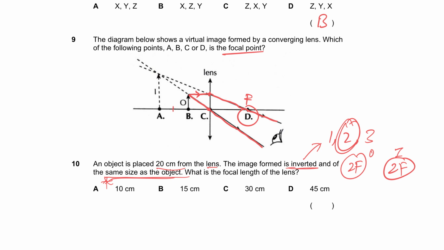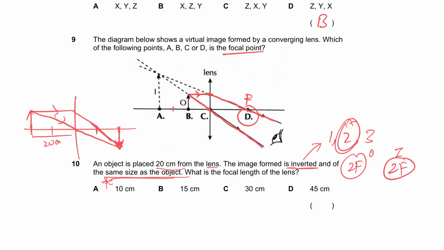Alright, so maybe I quickly draw it for you, and I hope you can still remember. If it's the same size, that means the object is here and this is 20 cm. You will get the image exactly at 2F, and they must be the same height, same size. So I hope you still remember this.